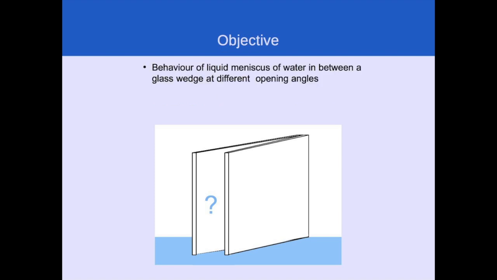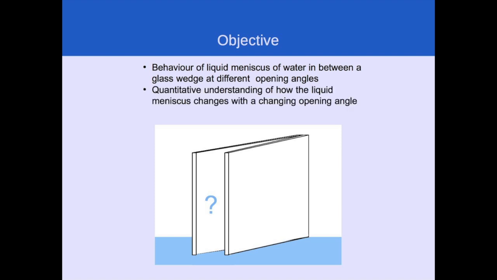So we want to use glass plates, form a wedge, and insert that into water. And then we want to see how the capillary rise changes, first of all, over the length of the plates, and then also how it depends on the opening angle of those two plates. So we want to learn how to derive this theoretically, and then we want to verify our theory and back it up with our experimental data.